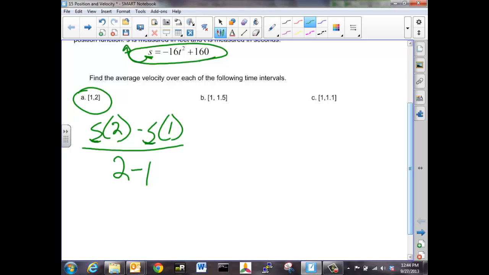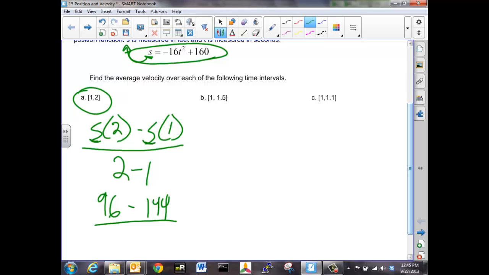Because to find the average, you take the position, how far we've gone, divided by the time that we've taken to get there. See, S of 2, when we put 2 in here, we get 64, and we get 96. That means after 2 seconds, this book has fallen to where it's only 96 feet above the ground. When we put 1 in there, we get 16, and we get 144. That means this book starts at 160 feet. After 1 second, it's at 144. After 2 seconds, it's down at 96 because it keeps on falling down.